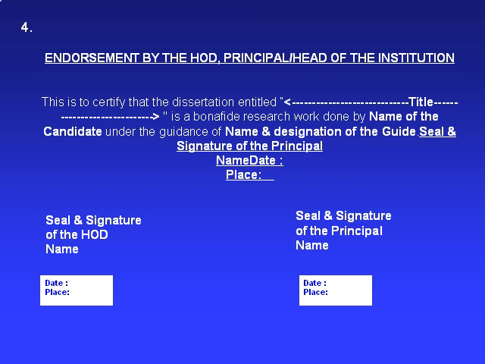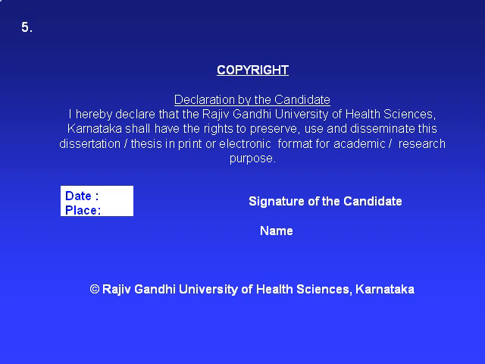Number 4. The endorsement by the head of department and the principal or the head of the institution. Number 5. A declaration by the candidate that the Rajiv Gandhi University has the rights to preserve, use and disseminate this dissertation in whichever format it chooses.